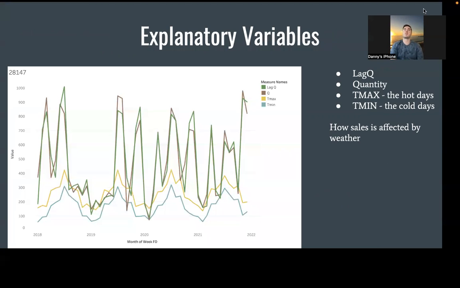Okay, this shows our variable, and as you can see from 2018 to 2020, as the weather gets hotter, the sales get lower, and something similar to the previous model from 2020 to 2022, which is the COVID. As the weather gets hotter, sales kind of go up with it.